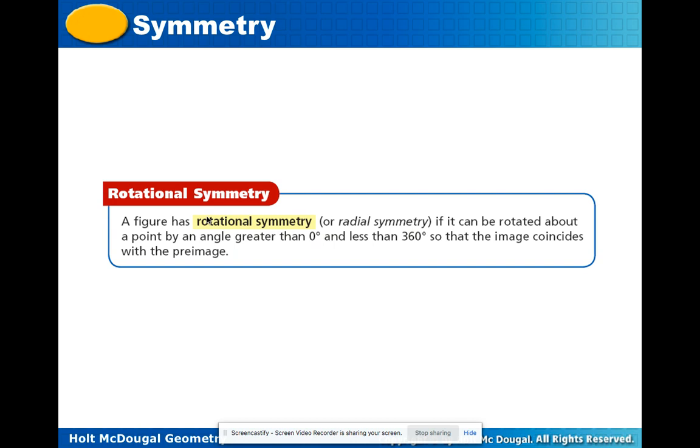Rotational symmetry is a little bit different. A figure has rotational symmetry or radial symmetry if it can be rotated about a point by an angle greater than 0 degrees and less than 360. So if it can be rotated and land right on top of its pre-image without going a full 360 degrees, then it has rotational symmetry.